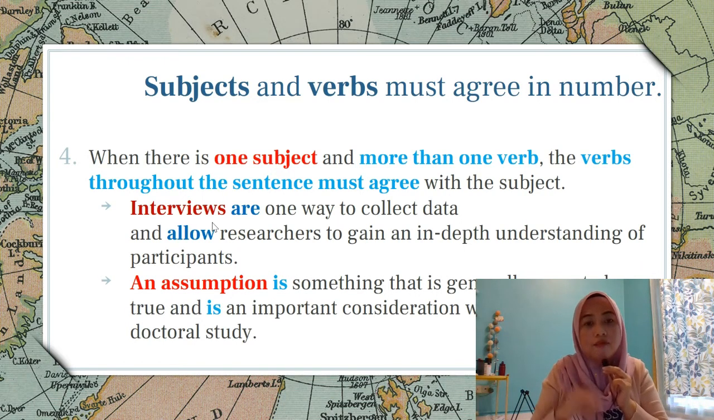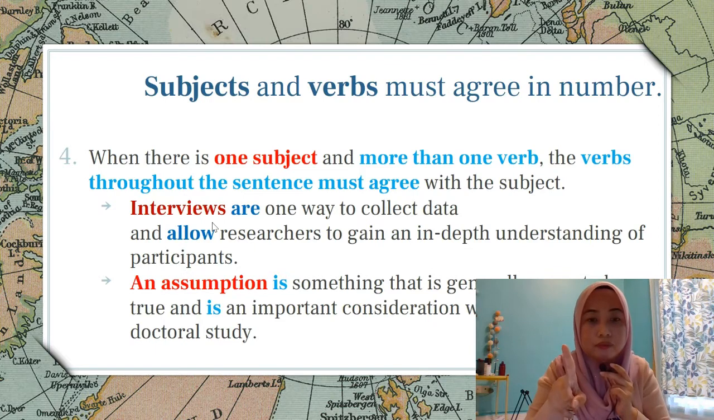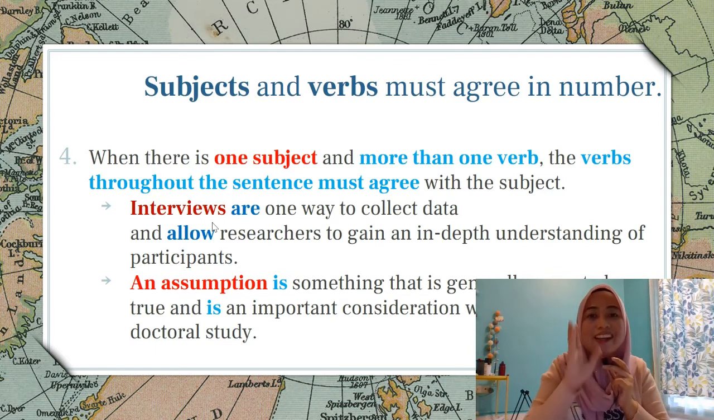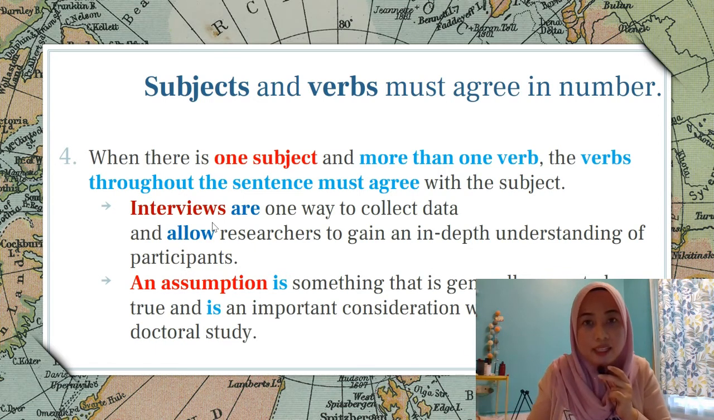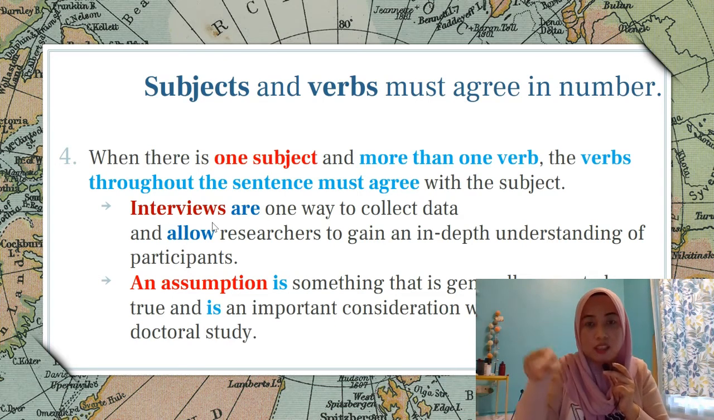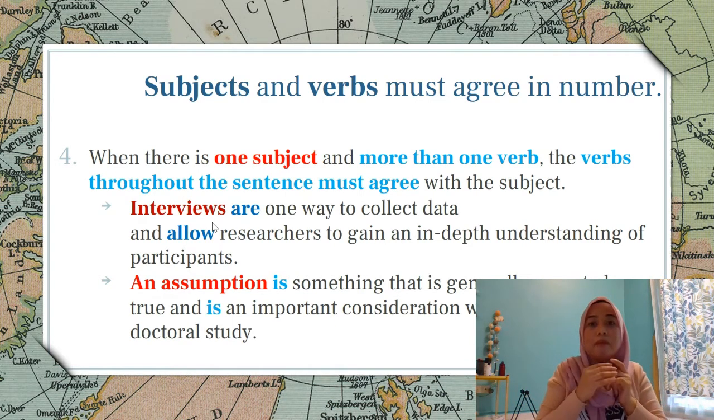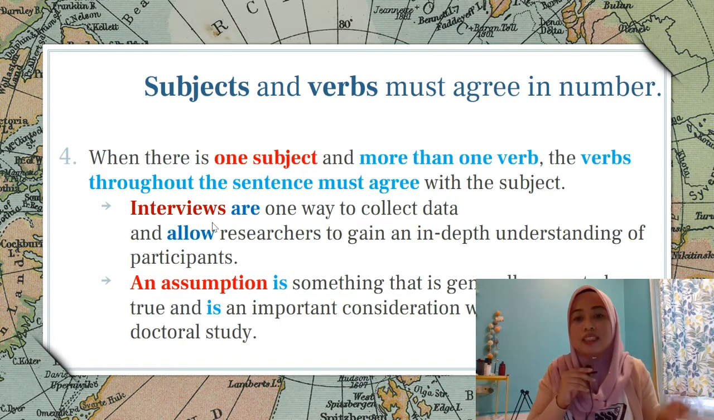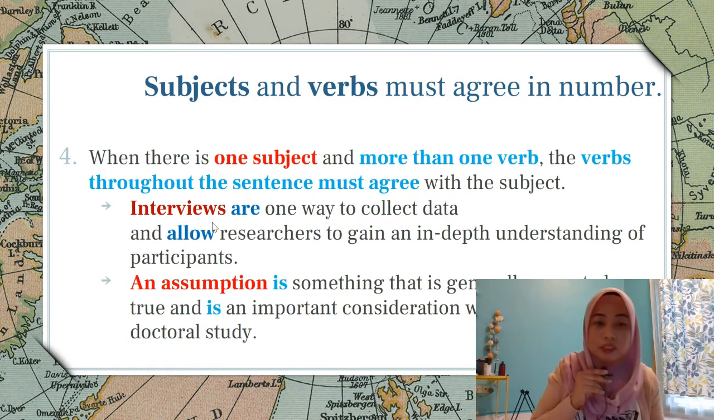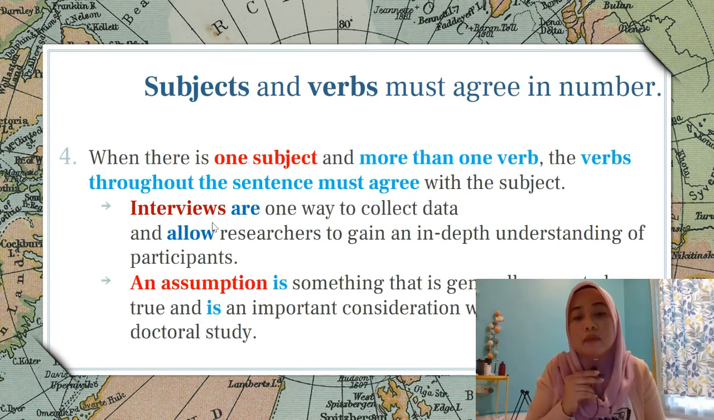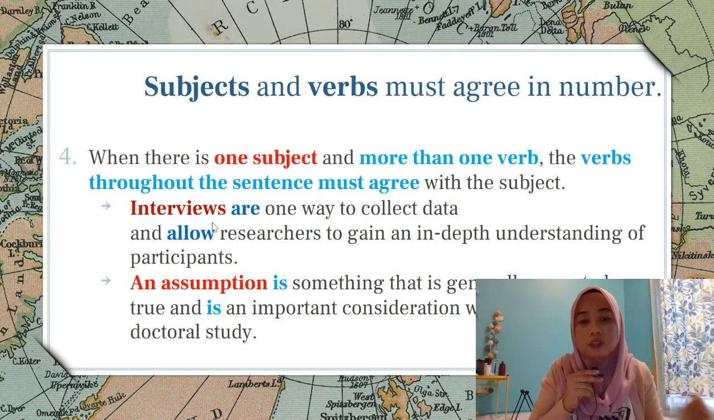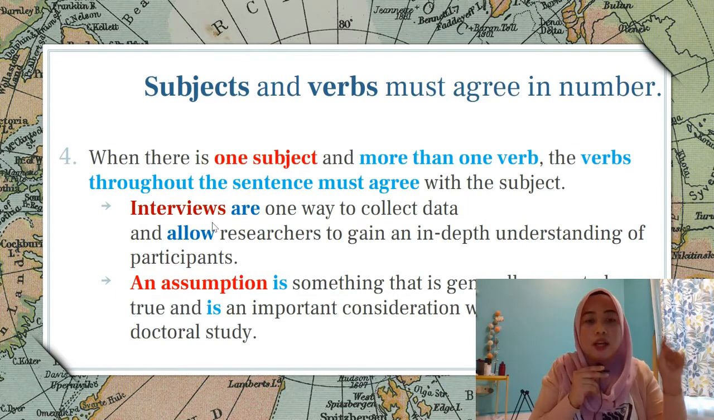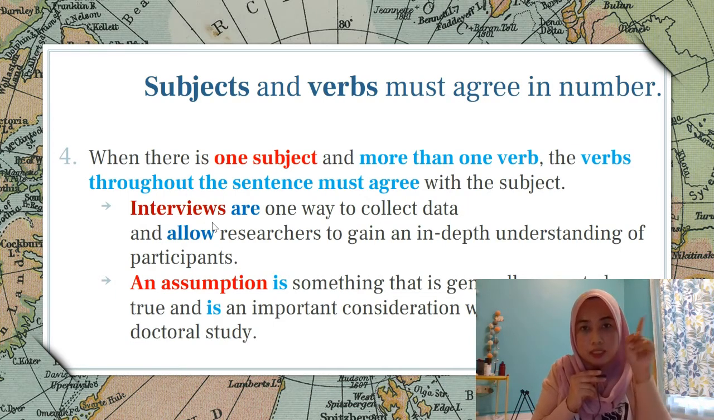So when you have "an", it means that it is only one single thing. Words like "a" and "an" basically mean one thing, so it's always singular. So an assumption is something that is generally accepted as true and is an important consideration when conducting a doctoral study. So we know here an assumption is one thing, hence it's singular.